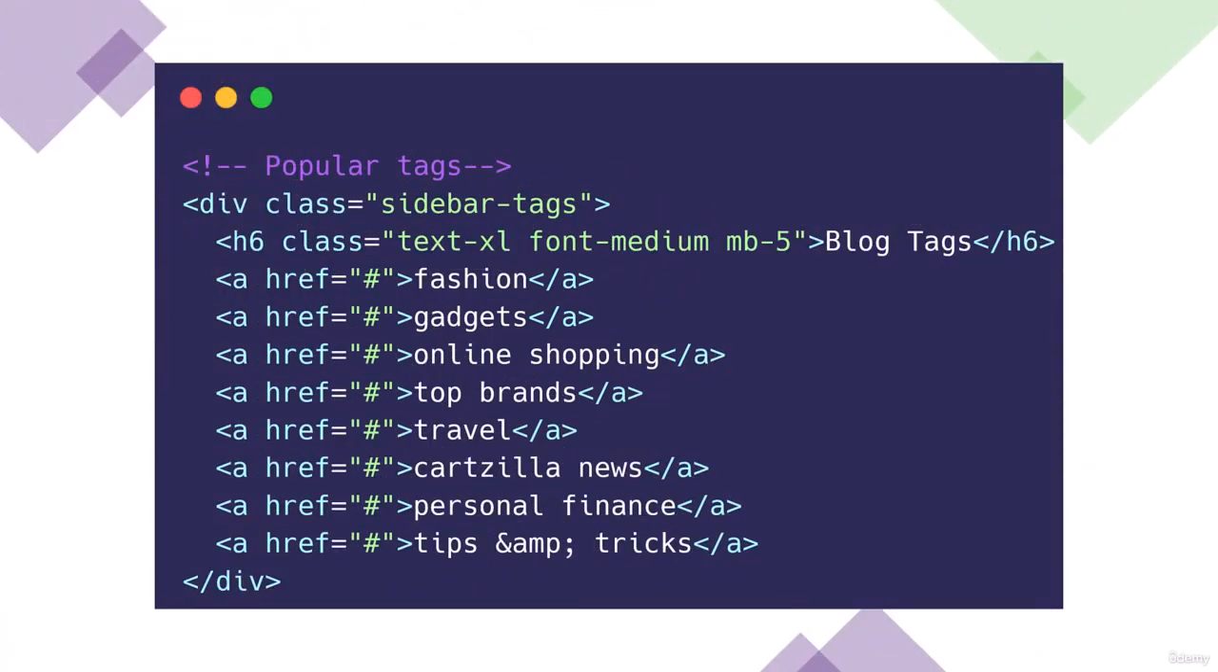In the index.html file, the static HTML for the tags section can be found under a comment that says popular tags. The markup is straightforward. The heading has a modified font size, weight, and margin. As for the links, WordPress does not offer settings for modifying their appearance. I've provided a class for quickly styling the tags.